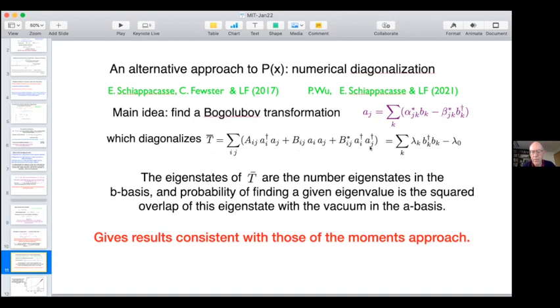And generally maybe a constant here as well. But a Bogoliubov transformation is a transformation from one set of creation and annihilation operators to a second set, a linear transformation like this. And we seek one which diagonalizes it, namely which casts the operator in this form, which means that the eigenstates are now number eigenstates of the B basis. So the eigenstates, for example, of average energy density will be formally these number eigenstates.